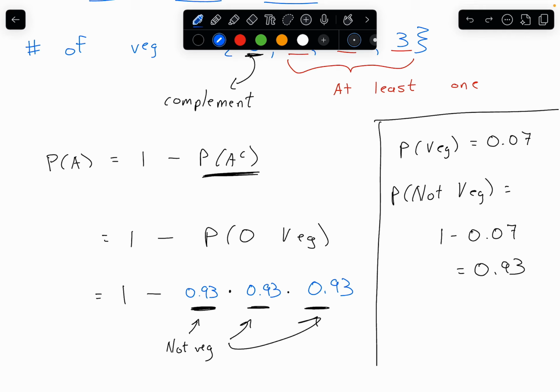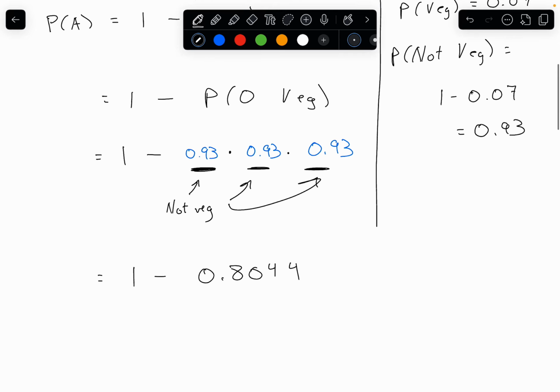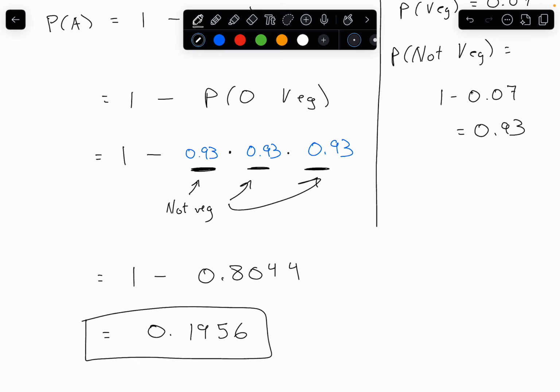I want to take 0.93 times 0.93 times 0.93, and I ended up with 0.8044 if I round to 4 decimal places. And then I can just subtract, because I know that's how the complement works. I don't actually want this probability, I want the complement of that probability. So 1 minus 0.8044 gives me 0.1956. There is my probability.